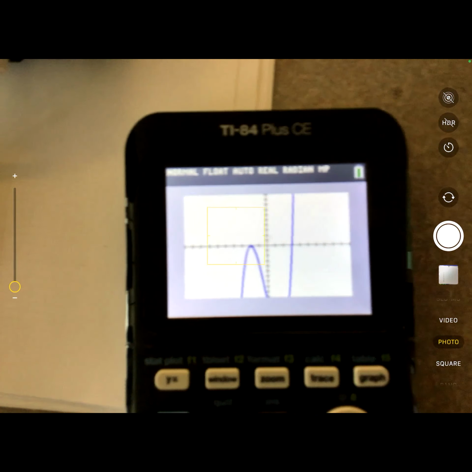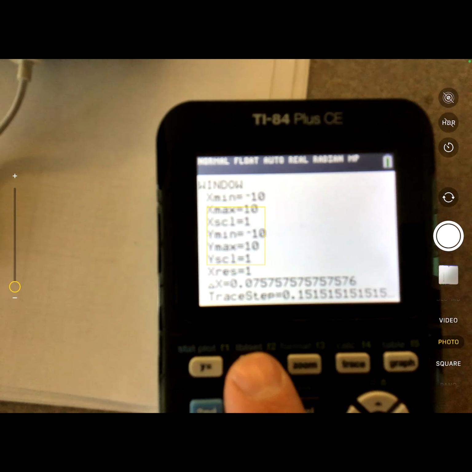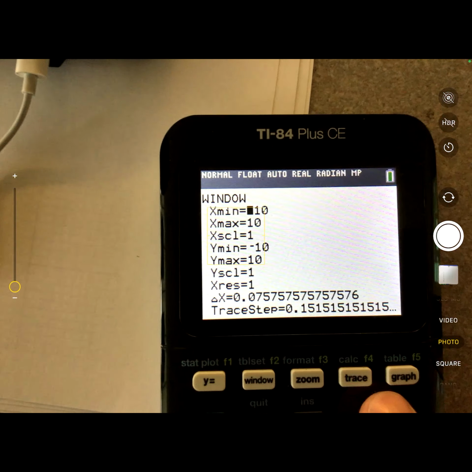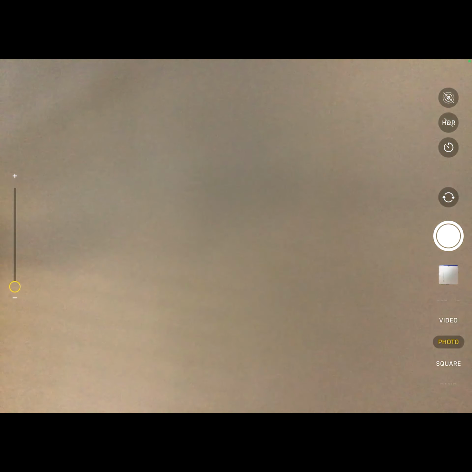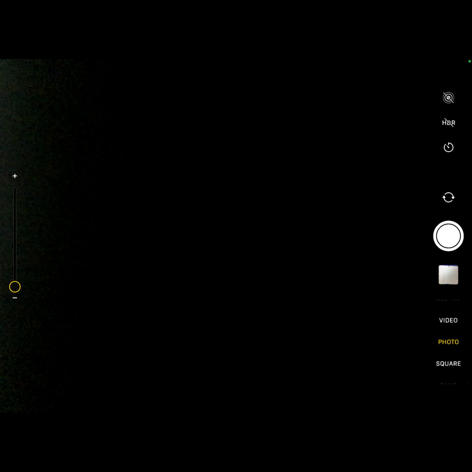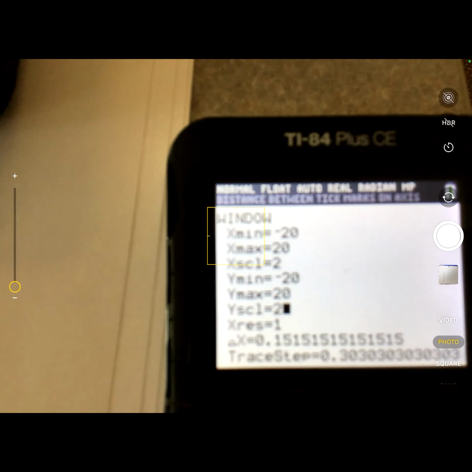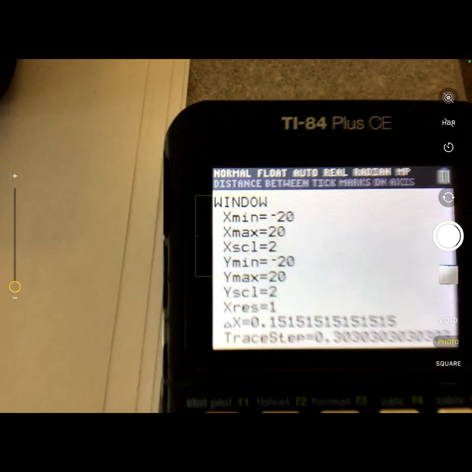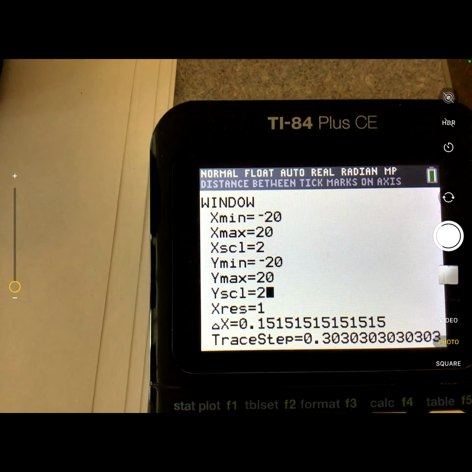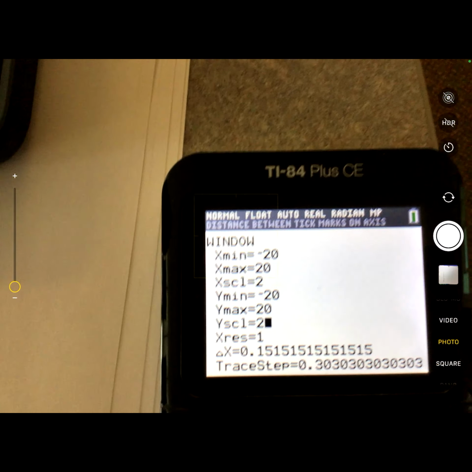Yeah, we need to change our window. So we hit window, and we probably want to go negative 20, 20, and then make our scale 2. So let me type that in, then I'll show you. Negative 20, positive 20, scale 2, negative 20, positive 20, scale 2. So this is what I just put in to see if this would work. So go ahead and change your window so we can see the whole graph.